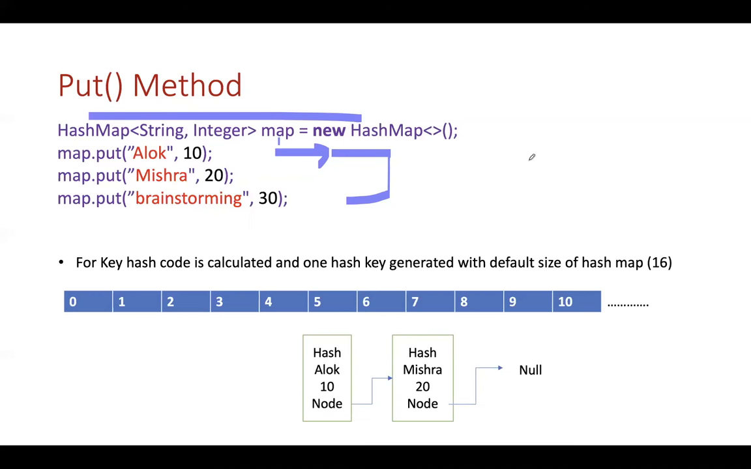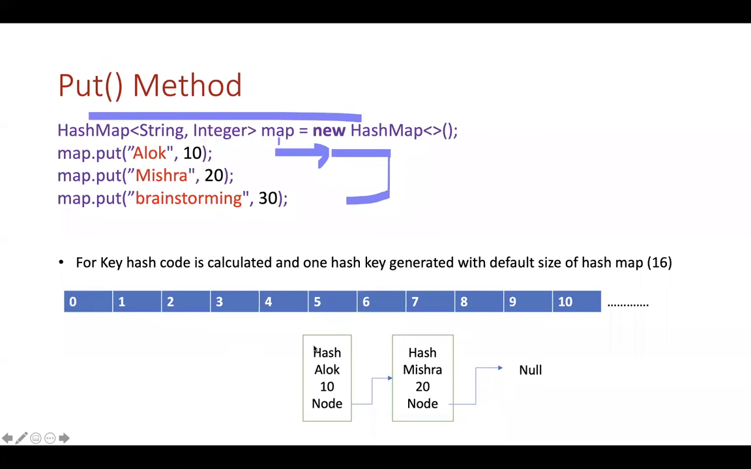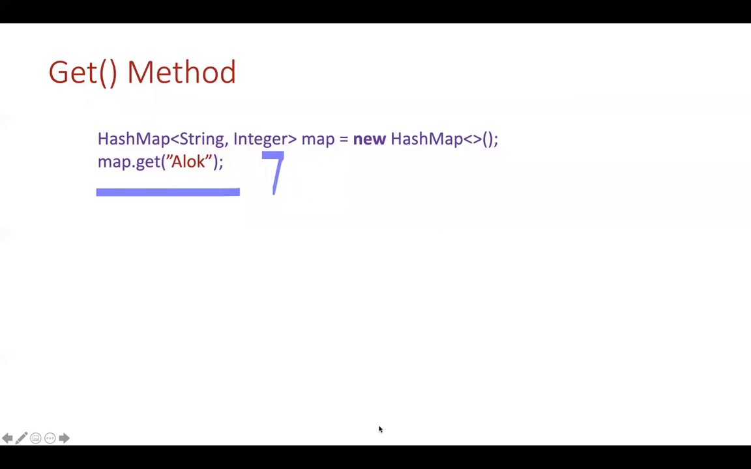Let's see how the get method works. For the get, we need a key. With the key, the hashCode is generated. With the hashCode, the index is generated. For the Alok key, the index comes out at 5. At the 5th index, there are 2 nodes: one is Alok, one is Mishra. So with the help of the equals method, it compares. Is the Alok key equal to Mishra? No. So it will traverse to the other node. When the Alok key matches, it returns the value out of it.